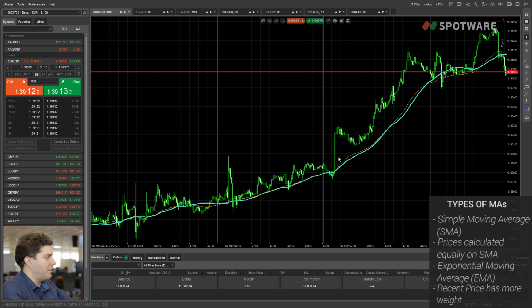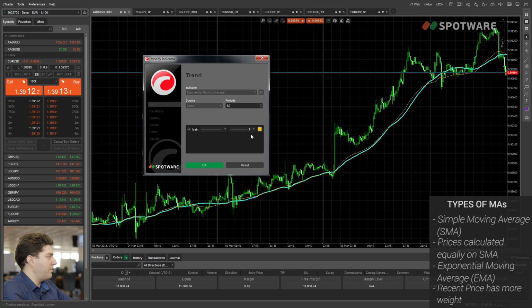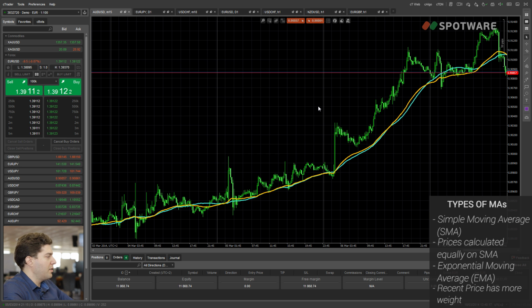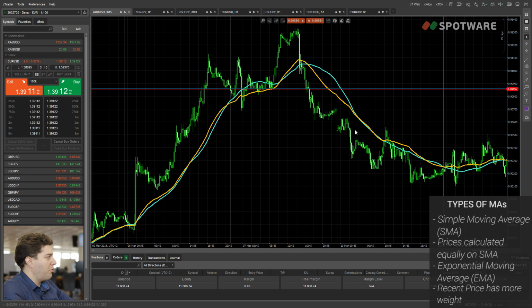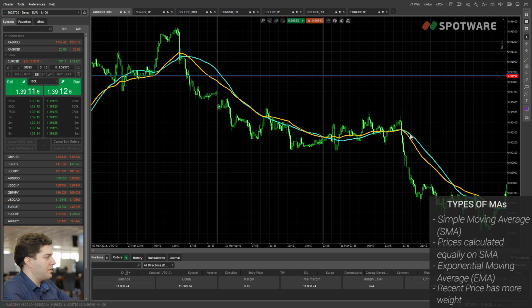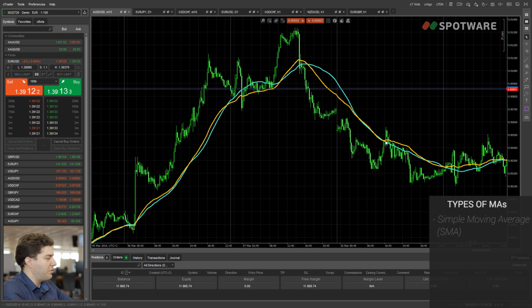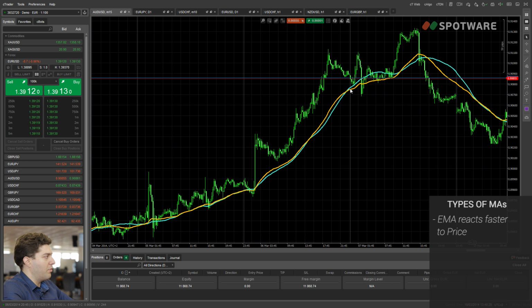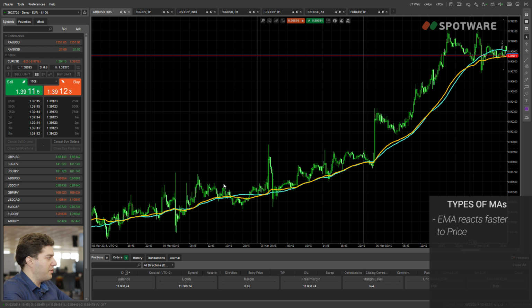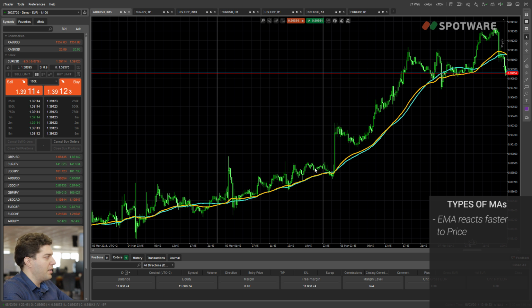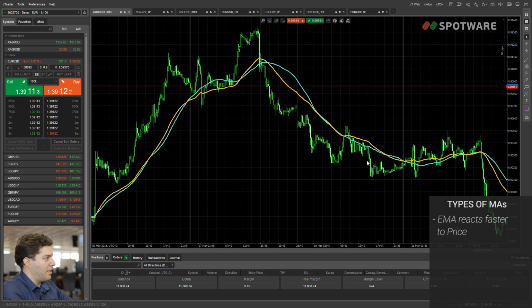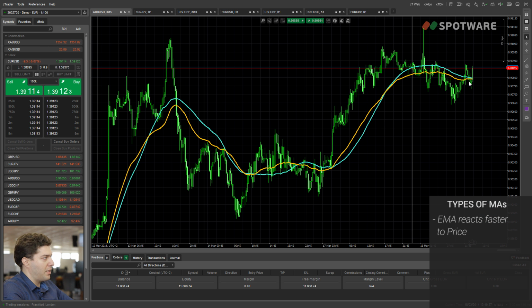So this is a 50-period exponential moving average. And you see that it's slightly different than the simple moving average because it stays closer to the price. It reacts faster when the price is changing. The reason it reacts a bit faster is because it takes the latest price into account more than the previous prices. So this candlestick, the last one that's plotted, is taken more into account when plotting the indicator.